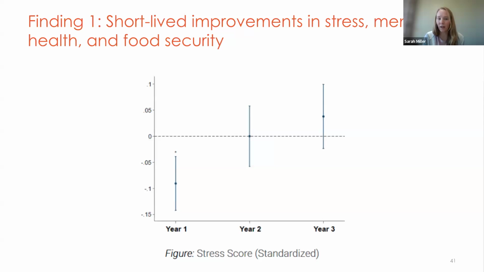So this figure that I've put here shows a standardized stress score that is based on a battery of 10 questions measuring different aspects of stress. In the first year, we find a significant, nearly 1/10 of a standard deviation decrease in stress in the treatment group relative to the control group. However, by year 2, the treatment group and the control group are reporting the same amounts of stress as measured through this battery. And we find similar patterns for other measures of mental distress and, as I said, for food security. Next slide.